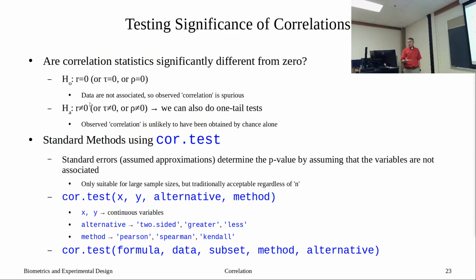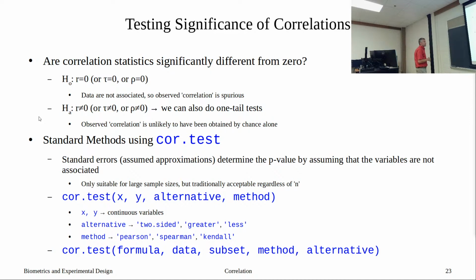We can do a one-tailed test. So if you go into it thinking I should see a positive correlation between, let's say, length and weight, then you should probably do a one-tailed test. But if you have no expectation that there is going to be a correlation, then run your two-tailed test. All right, how are we going to do it?